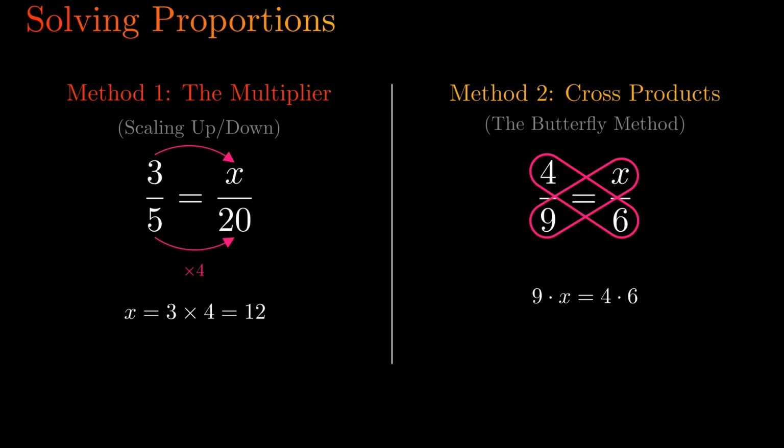This gives us 9x equals 24. Now we solve for x by dividing both sides by 9. x equals 24 over 9. We can simplify that fraction by dividing by 3. So x equals 8/3, or roughly 2.67. Both methods work, so use the one that looks easiest for the numbers you have.